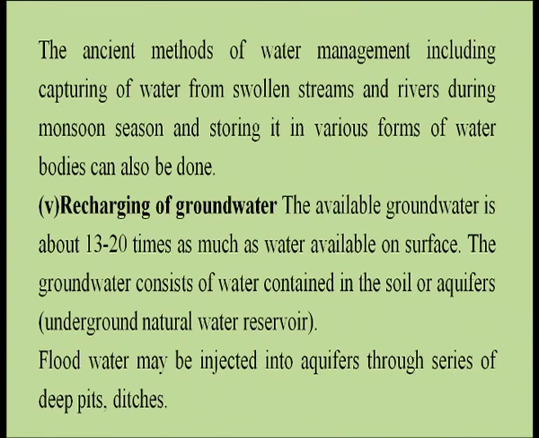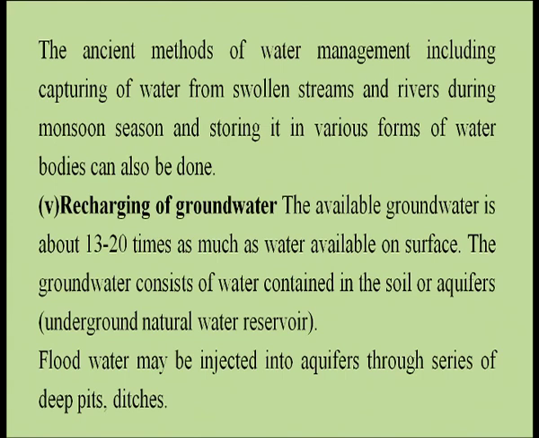Water harvesting is collecting the rainwater that falls on the house rooftops and buildings and putting it to use later on, or simply replenishing the groundwater by allowing the water to reach underground. The ancient methods of water management, including capturing of water from swollen streams and rivers during monsoon season and storing it in various forms of water bodies, can also be done.